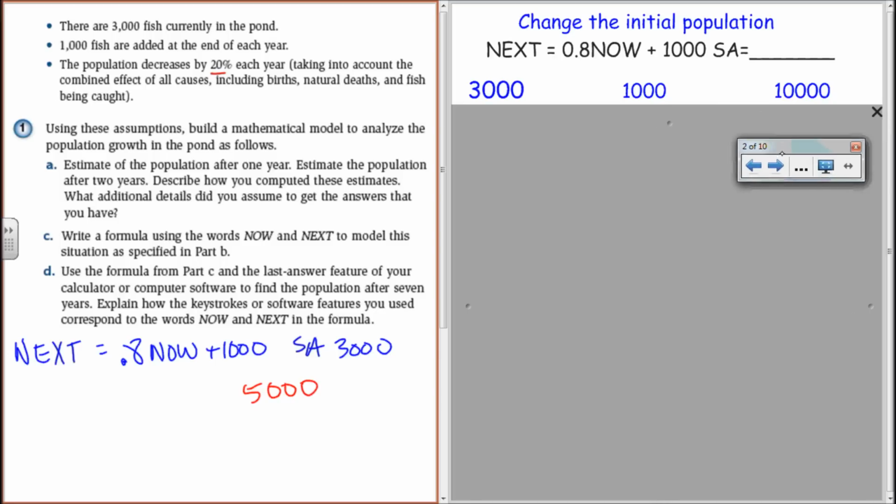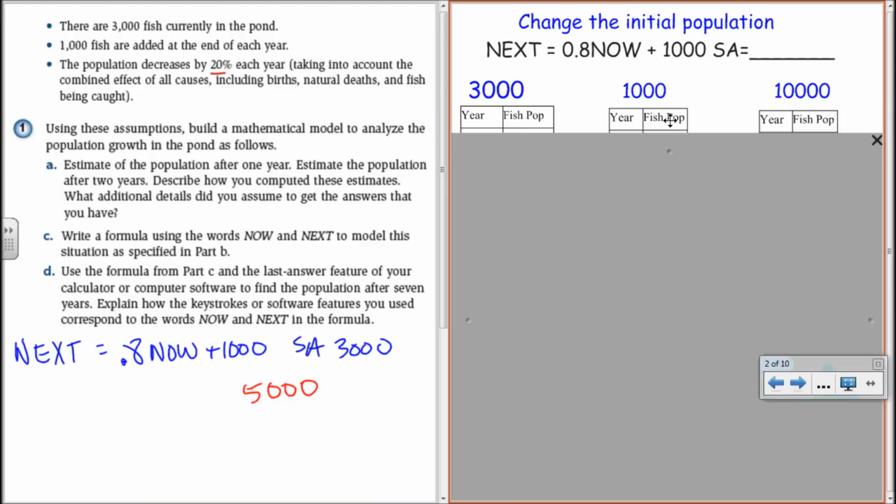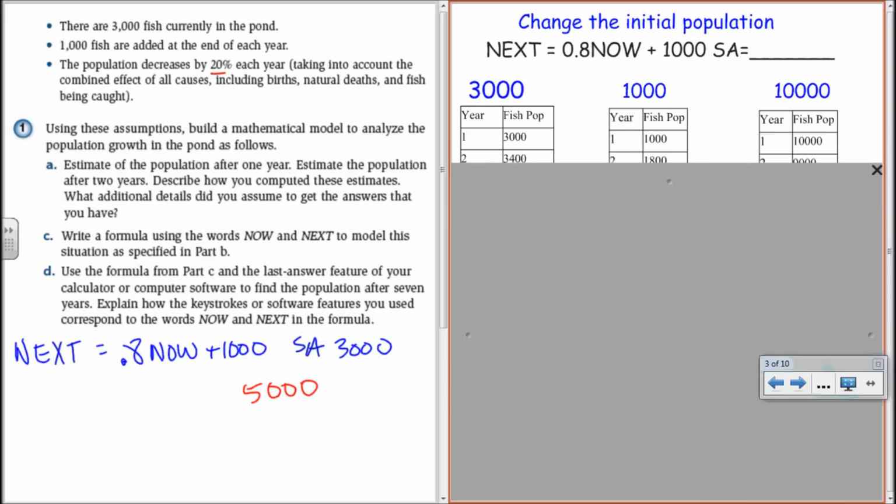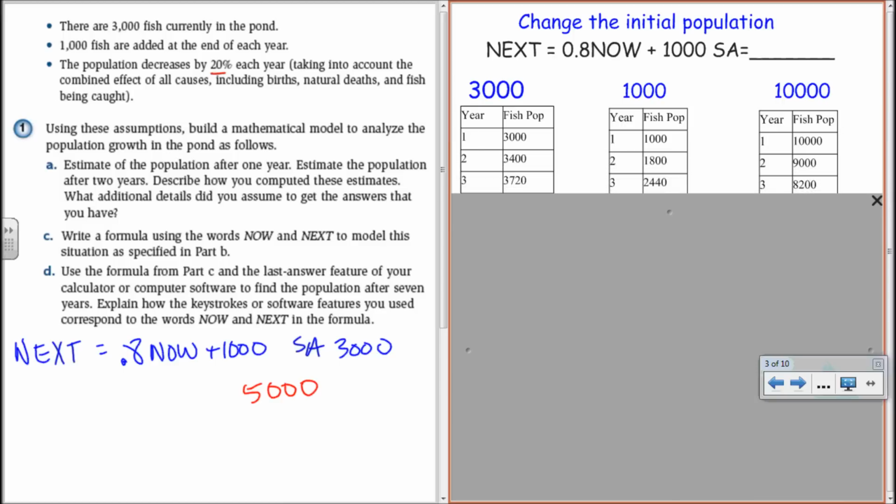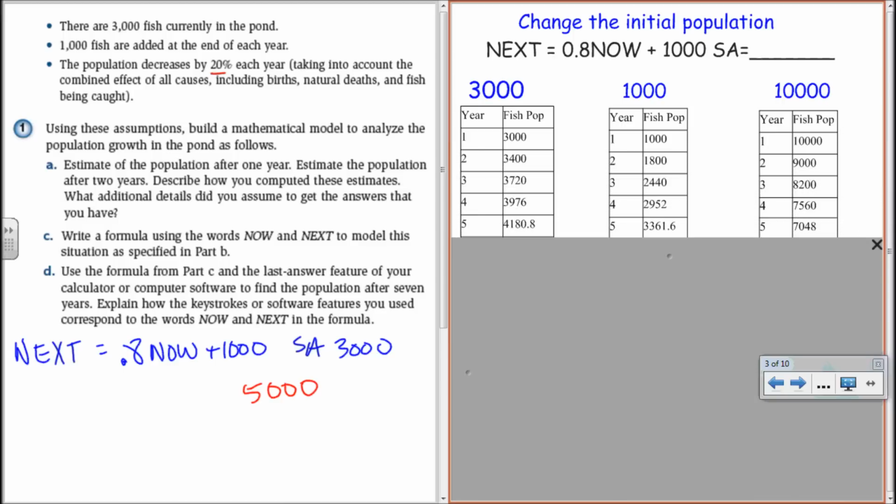Now I have a table here of the values all starting at different values. So you notice year one, different values. So what I did is made a table of values for this. Here's year 2, here's year 3, and here's year 4, and here's year 5. And as you notice, the 3,000 is increasing. The 1,000 is increasing very quickly. The 10,000 is actually decreasing.